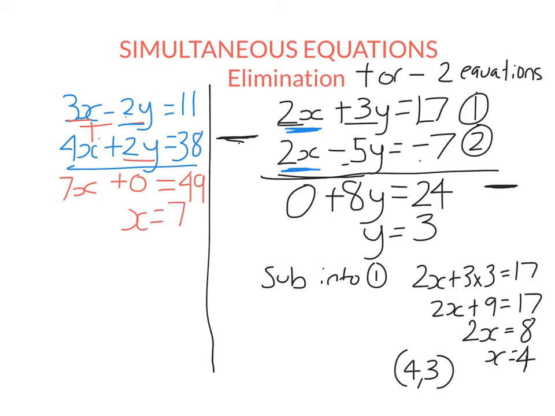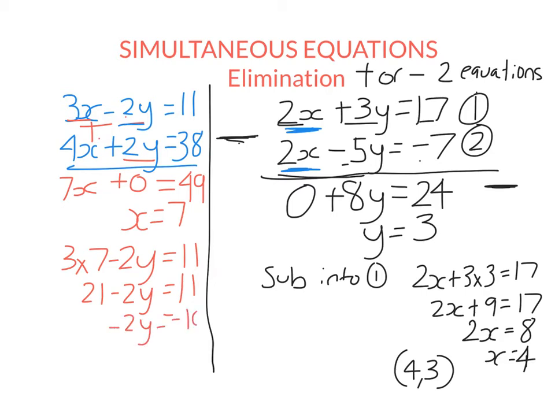Now I've got to find y. I've only found x. So 3 times x minus 2 times y is 11. So 21 minus 2y is 11. This one's a little harder to solve, but you can still do it. Subtract 21 from both sides. Now I need to divide not by 2, but by negative 2, and y is positive 5. And that's the answer, 7, 5. It solves both equations simultaneously.